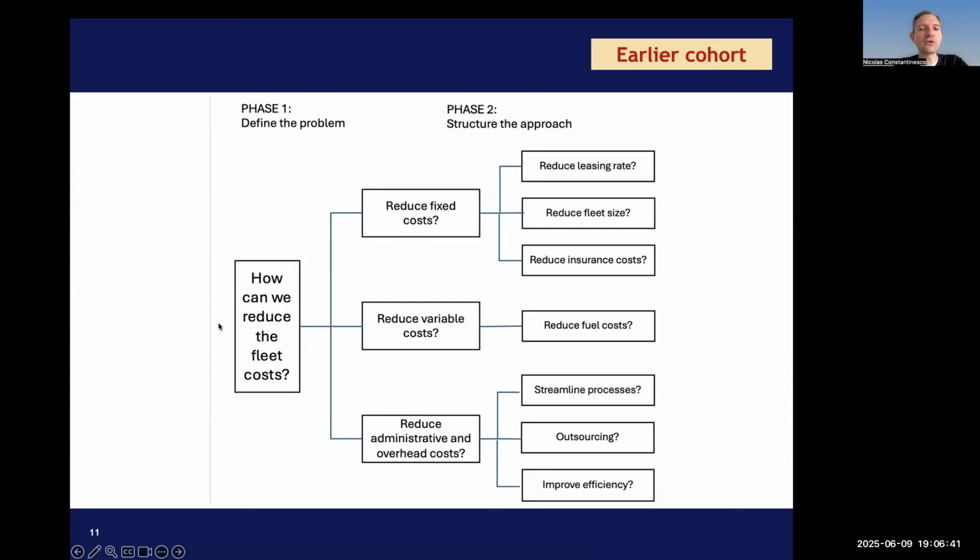Anyway, just so you know the context, assume that it's a company that operates a large fleet of trucks. Okay. And for whatever reason, they need to reduce the fleet costs. So I'll let you read the question tree and then let me know when you're done, and then I'll comment on it.